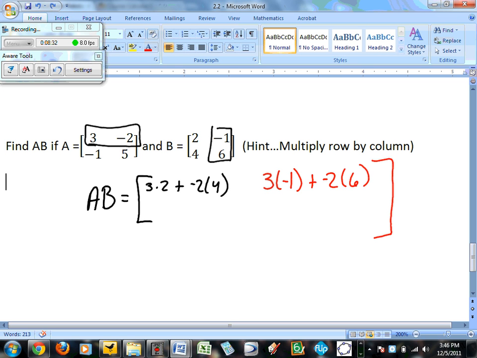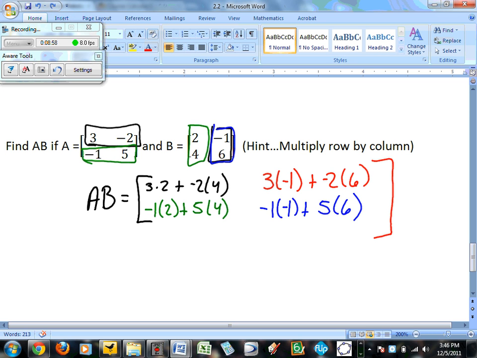And then we got to do our remaining 2. I'm going to go row by column again, second row, first column: negative 1 times 2 plus 5 times 4. And then row by column again: negative 1 times negative 1 plus 5 times 6.